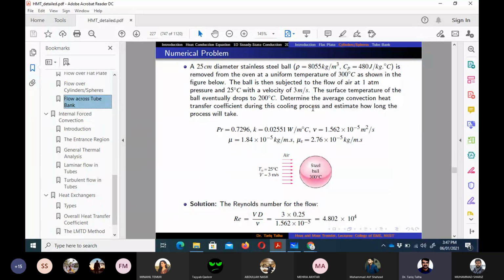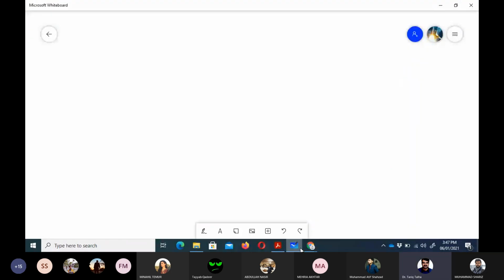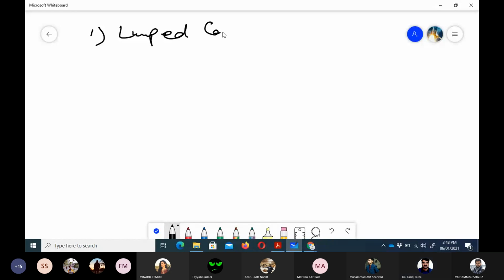Now, to do the second part, we have got two options. One is that, but even then there would be some kind of complication, but let me tell you those two options. One is by using lumped capacitance method and non-capacitance method.